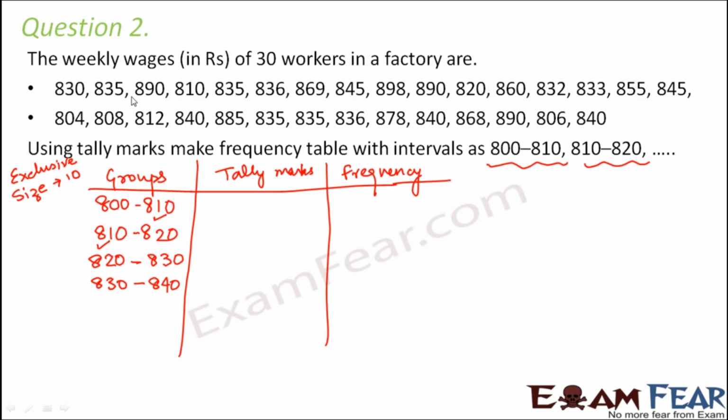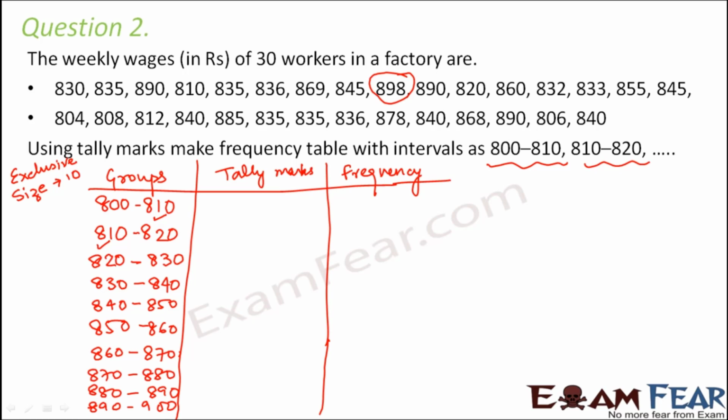So we have 30 values here. Which is the maximum value that we have here? Let us try to find out the maximum value. 898. Do you have something greater than 898? No. So 898 is the maximum value. So let's see till where we need to make class intervals so that we can accommodate 898. When we take the last interval as 890 to 900, 898 falls into this interval, and that's how we are able to accommodate all the data of the 30 workers.